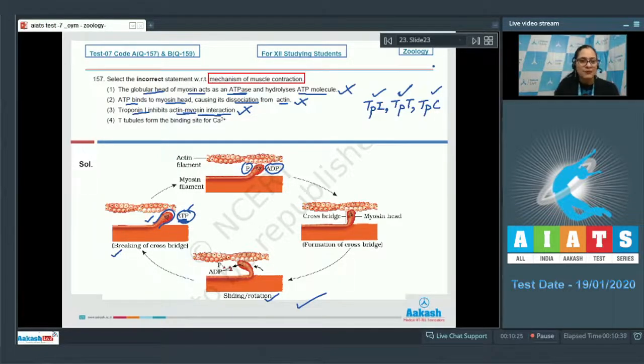The last statement is T-tubules form the binding site for calcium, and as it is an incorrect statement, this is the correct answer to our question. T-tubules, or transverse tubules, are formed by the invagination of sarcolemma, and they do not provide the binding site for calcium. It is troponin C which provides the binding site for calcium. So the correct answer to this question is option number 4. Let's proceed to the next question.